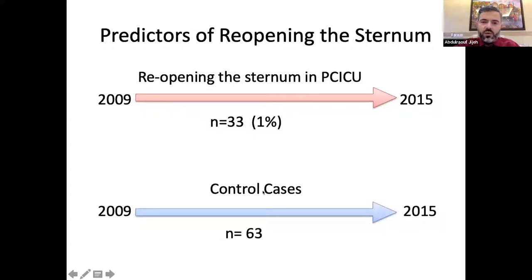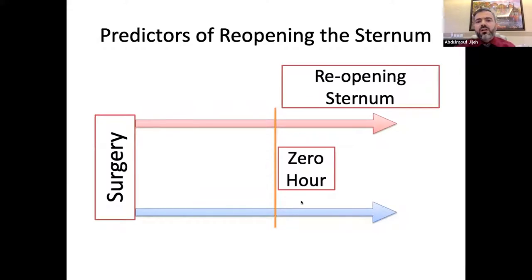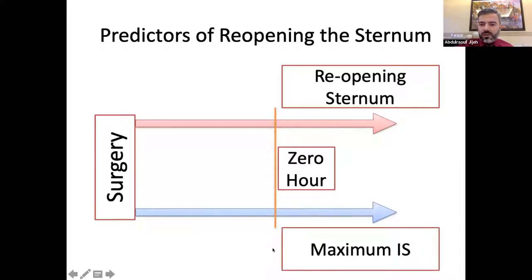For each index case, to compare with other normal cases, we collected two control cases, with a total of 63. There were three cases for which we could not get a matching group. Those control cases were matched to the index cases in age, weight, and the adjusted risk score. In the index cases, the time of reopening the sternum we considered as the 0 hour. For the control group, we defined the 0 hour as the time of maximum inotropic score.